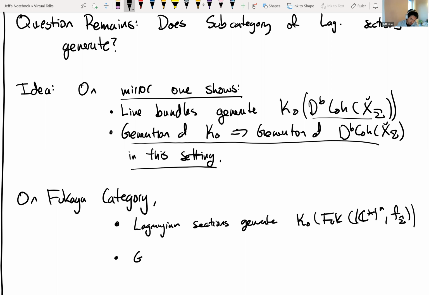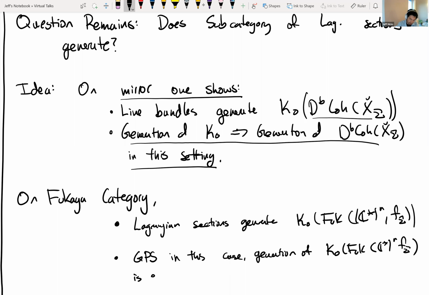And the second part is we'll use a result of Ganatra, Pardon and Shende, which says that in this case, generation of this guy is equal to generating linking disks of the stop, which implies the generation of this entire Fukaya category.